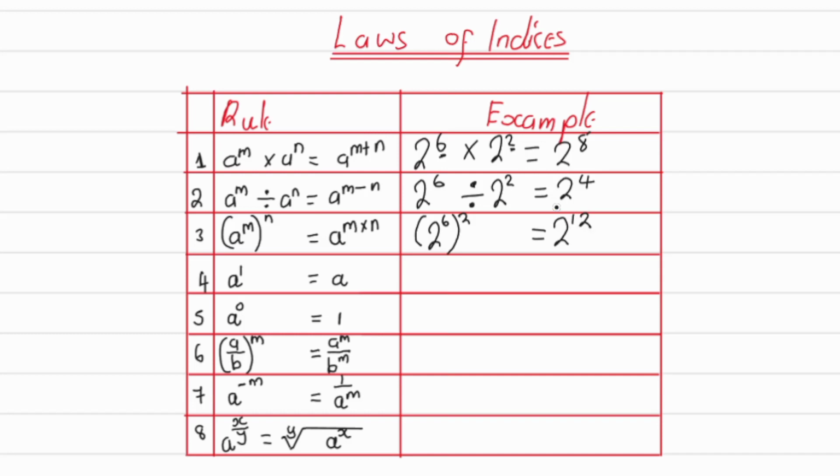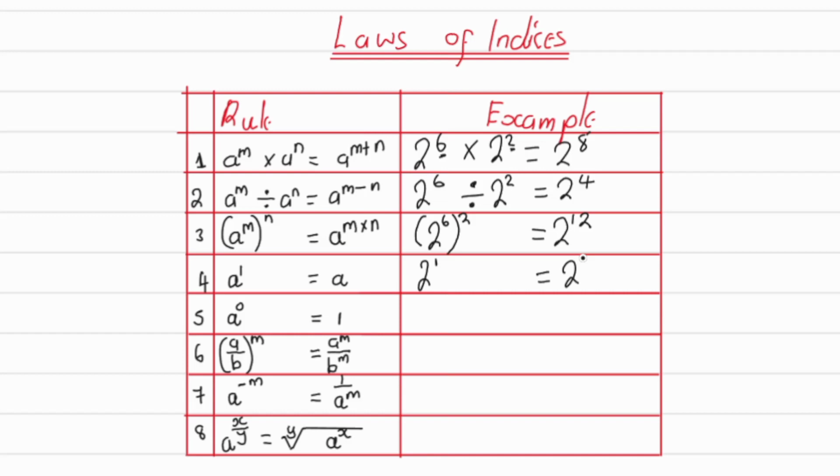The fourth rule says any value raised to the power of 1 is going to retain the same value. So let's say we have 2 raised to the power of 1. The answer is equal to 2. Even if we've said 10 to the power of 1, the answer is going to be 10. 100 to the power of 1, the answer is equal to 100 again.